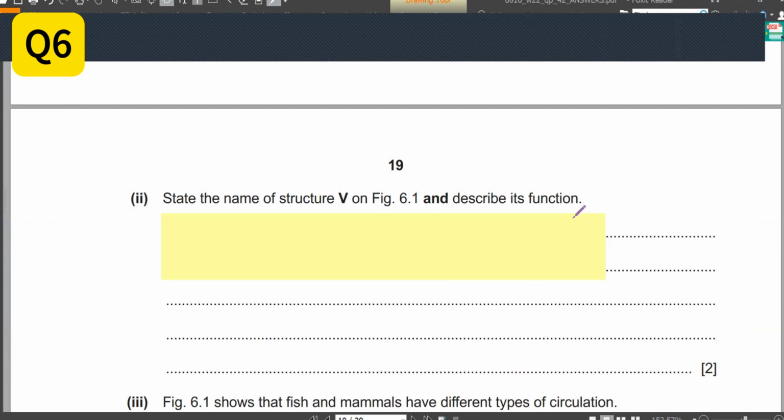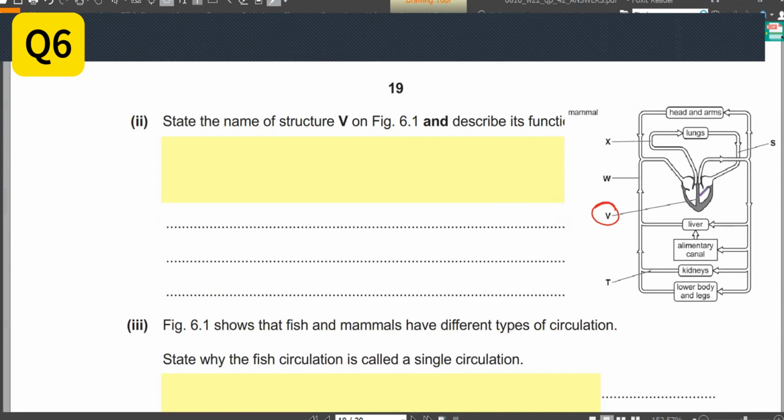State the name of structure V and describe the function. So this middle section here separates the two halves of the heart. This is quite important because on this side we have the deoxygenated blood, and here we have oxygenated blood. They should not mix together, because we just want the oxygenated blood to go to our body. We don't want the deoxygenated blood. So we don't want them to mix together.